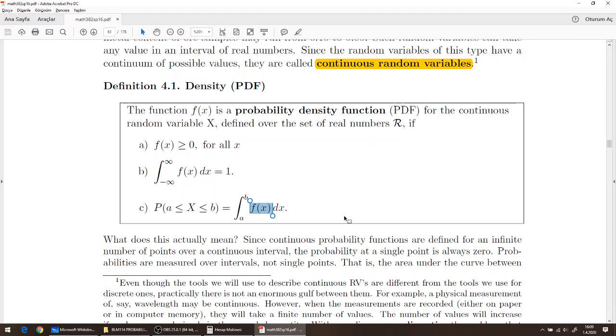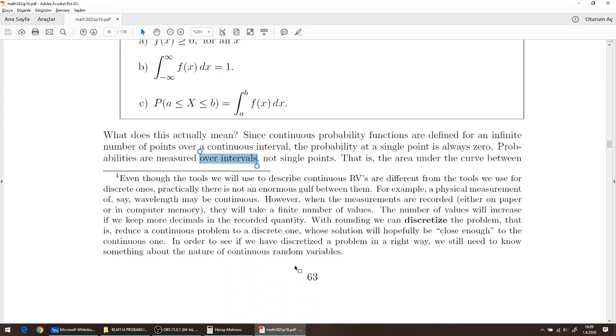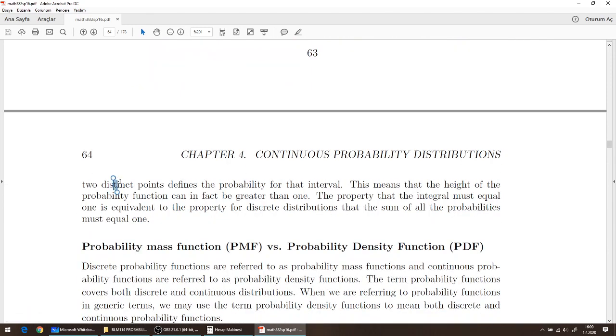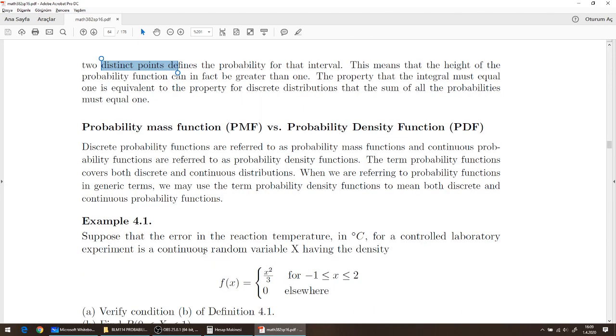Since continuous probability functions are defined for an infinite number of points over a continuous interval, the probability at a single point is always zero. Probabilities are measured over intervals, not single points. Yes. It is the area under the curve between two distinct points. Yes.